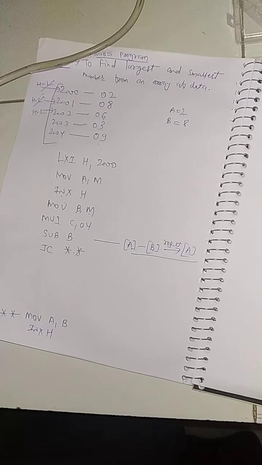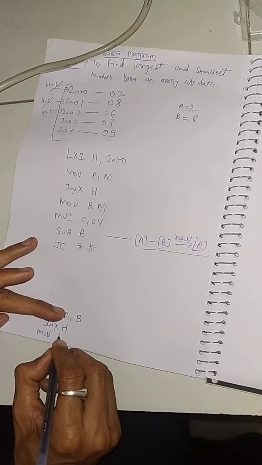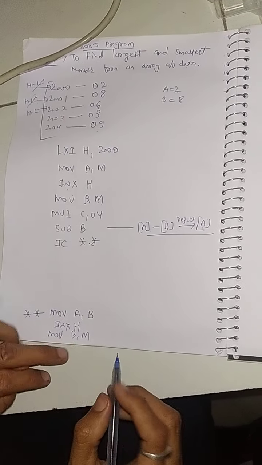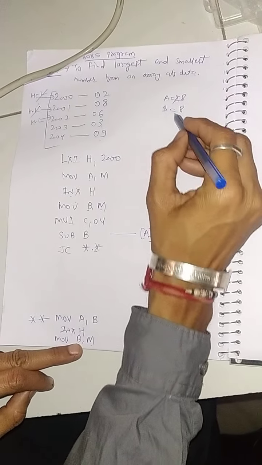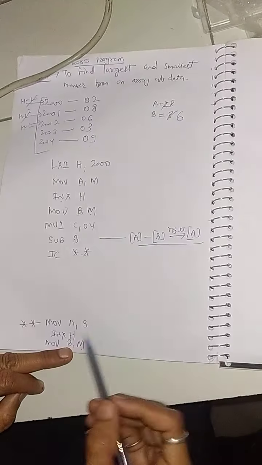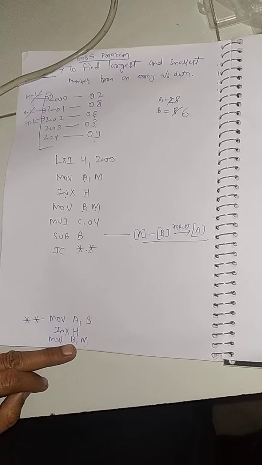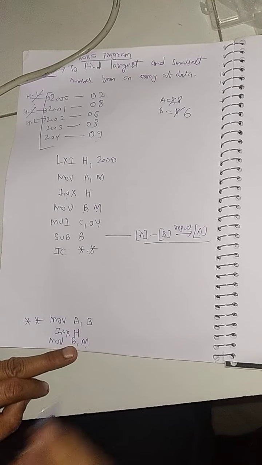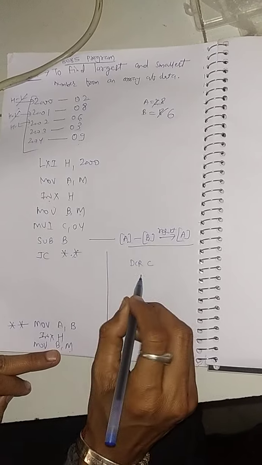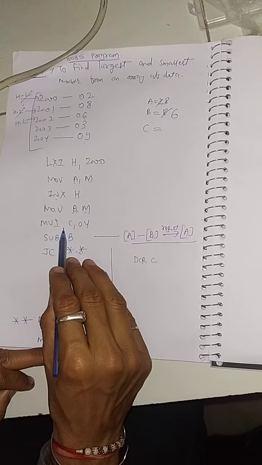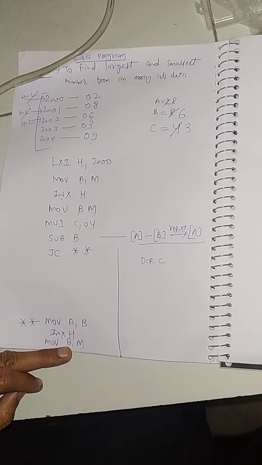So I go to the next address with INX H. Then I hold this next address data in register B. So now register B is 6, and register A is 8 by the MOV A comma B instruction. Okay, and because I have done this comparison one time, I write DCR C, decrement register C by 1. Initially C was 4. Now it is decremented by 1, so it is 3.